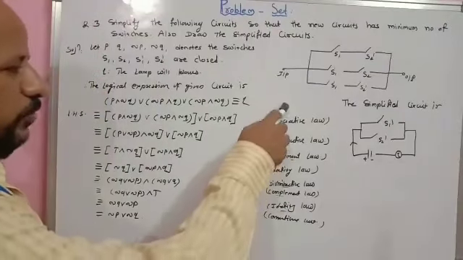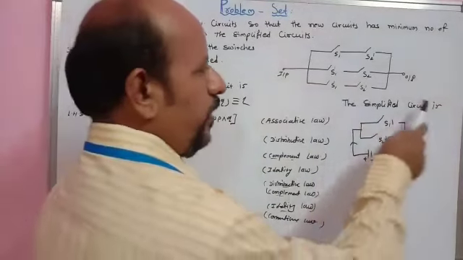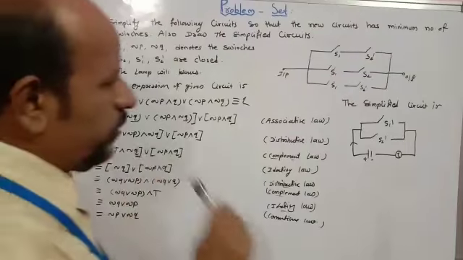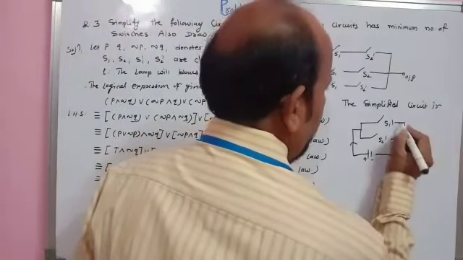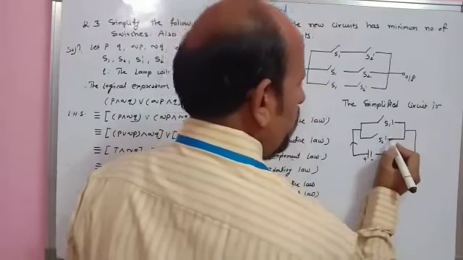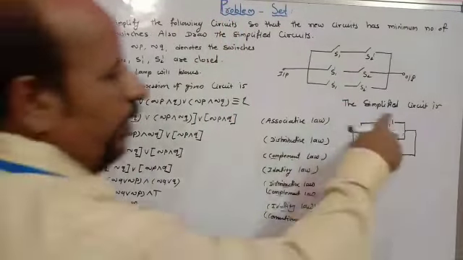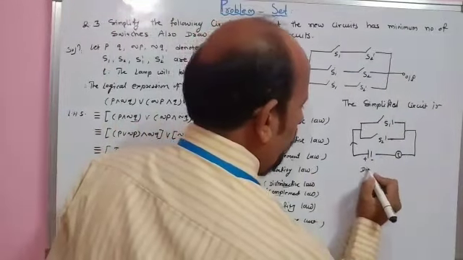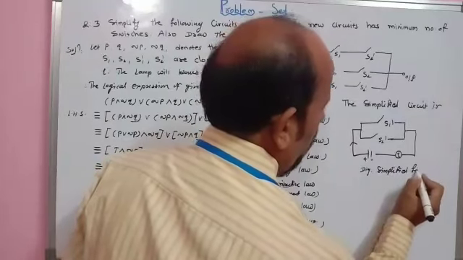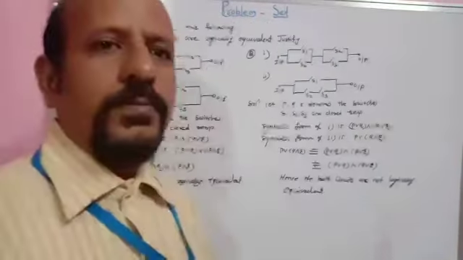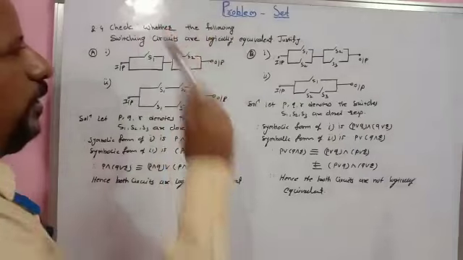By using all these rules, we find the simplified form of the given circuit, and we get the answer negation P or negation Q. Therefore the simplified form is S1 dash, meaning negation P, and S2 dash, negation Q. It is in parallel connection because or is parallel connection. It is the diagram of the simplified form. Question number 4 is: check whether the following switching circuits are logically equivalent.